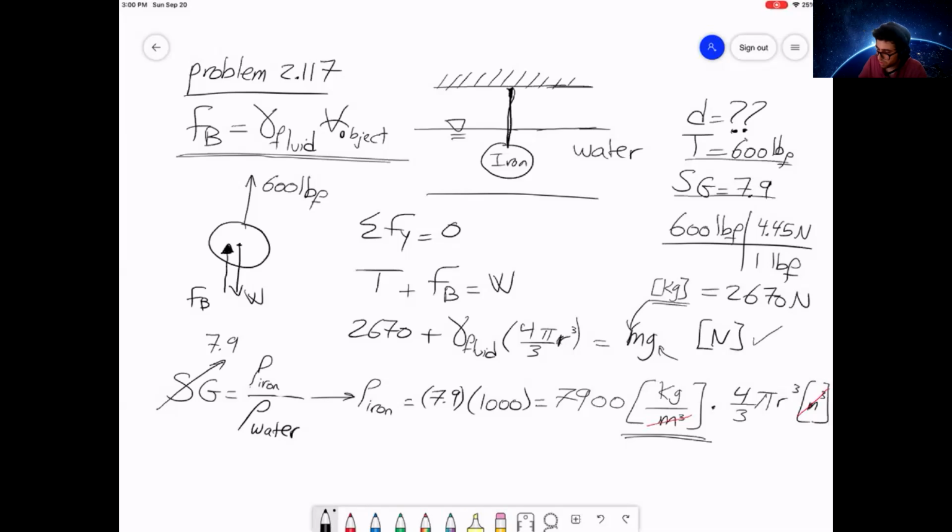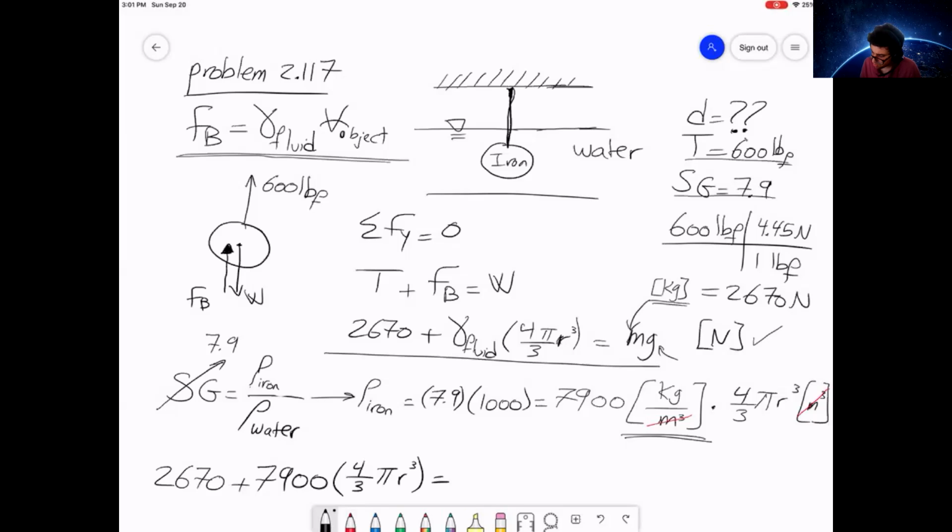Okay, great. So you just plug in values now. If we go back, it's 2,670 plus, I'm just rewriting this equation, the gamma of water, which I think we calculated somewhere. Yes, it's 7,900 times 4 over 3 pi r cubed is equal to what? The density of iron?